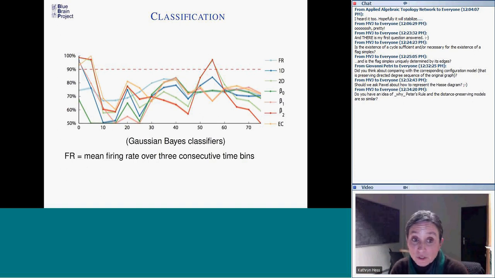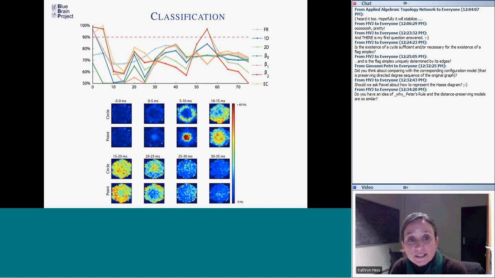We use the first time period from 0 to 10 milliseconds, and we're doing a pretty good job with the Euler characteristic, the Betti 2, and so on. They're doing a pretty good job of distinguishing between the two stimuli. Things don't go so well after you get past 10 milliseconds.